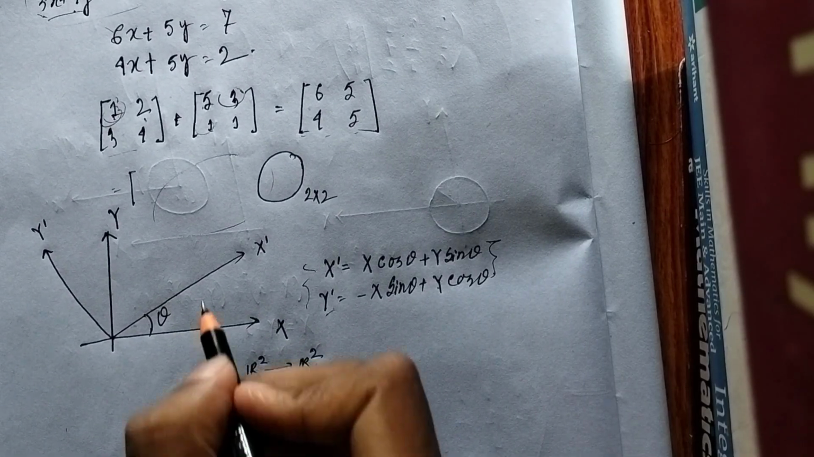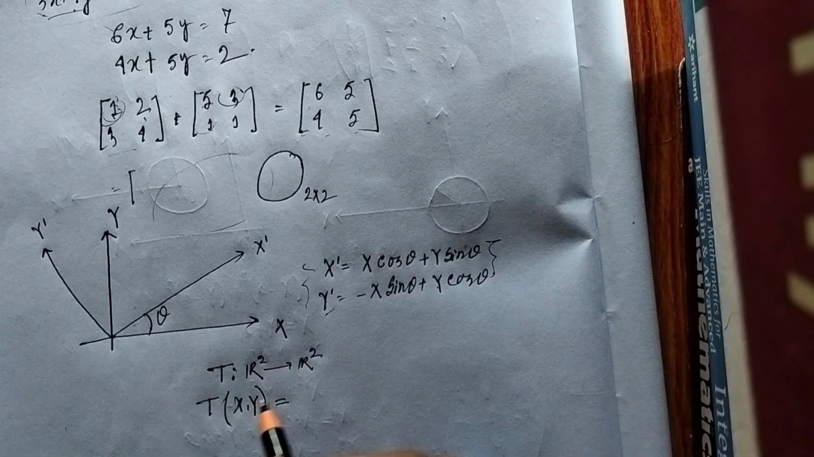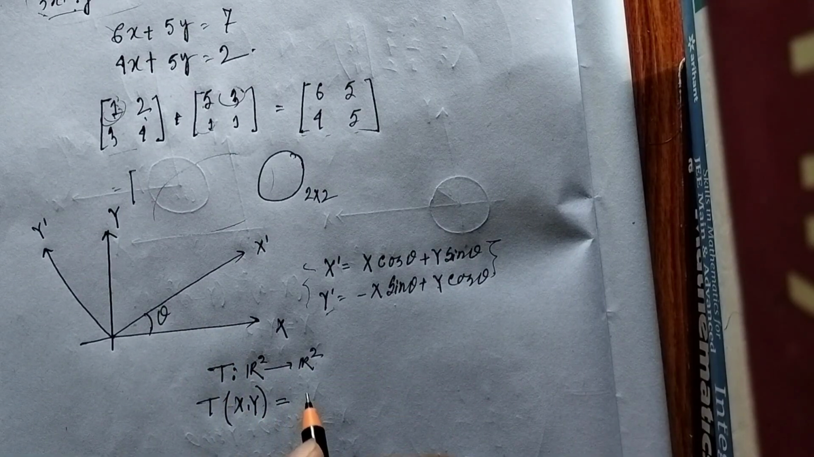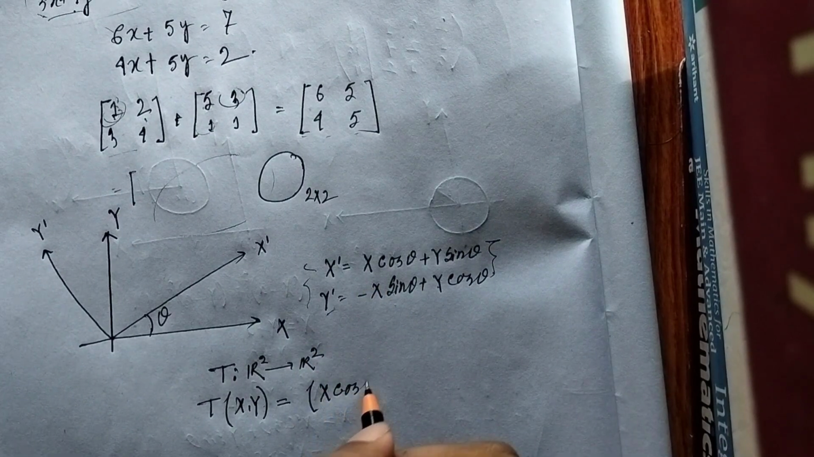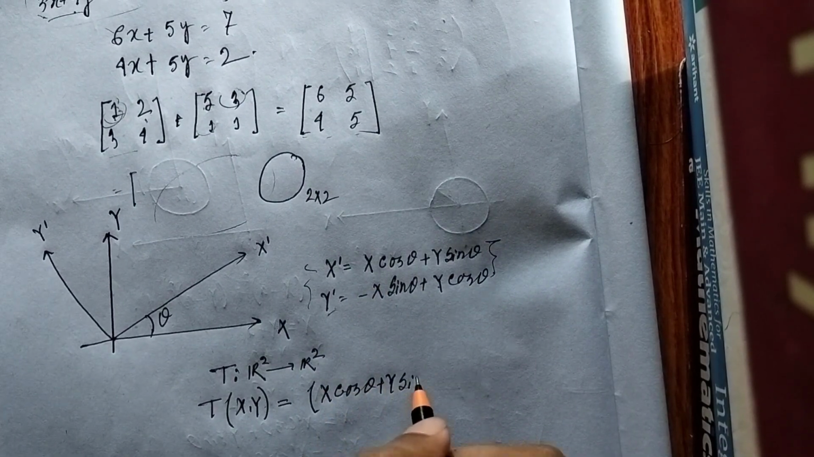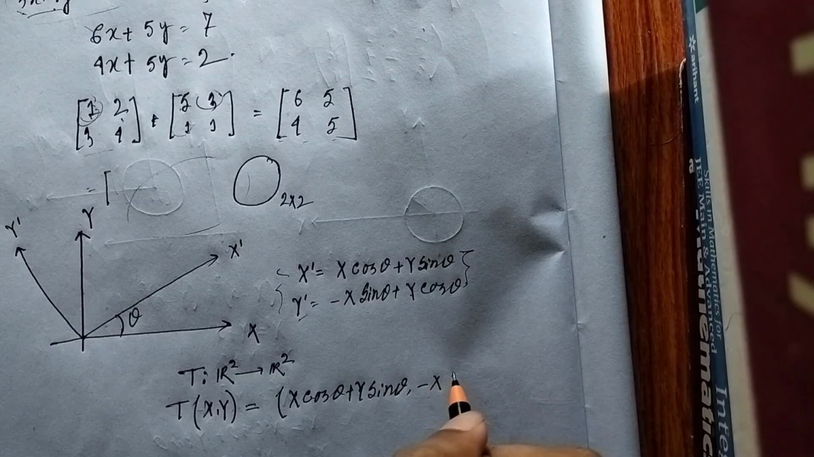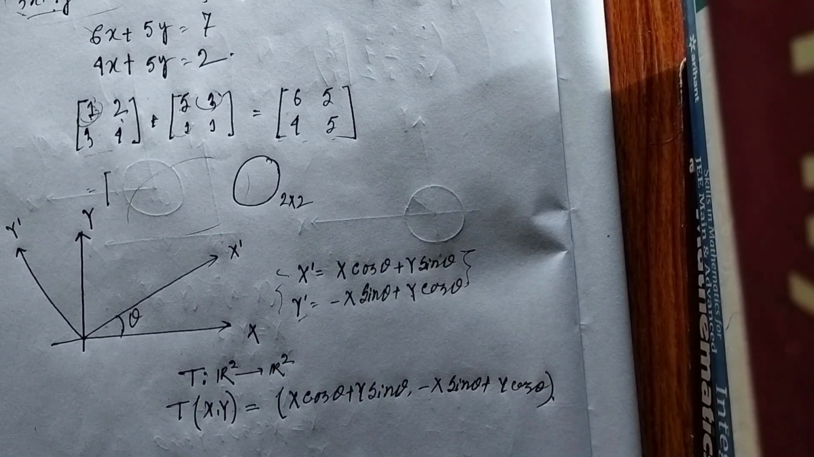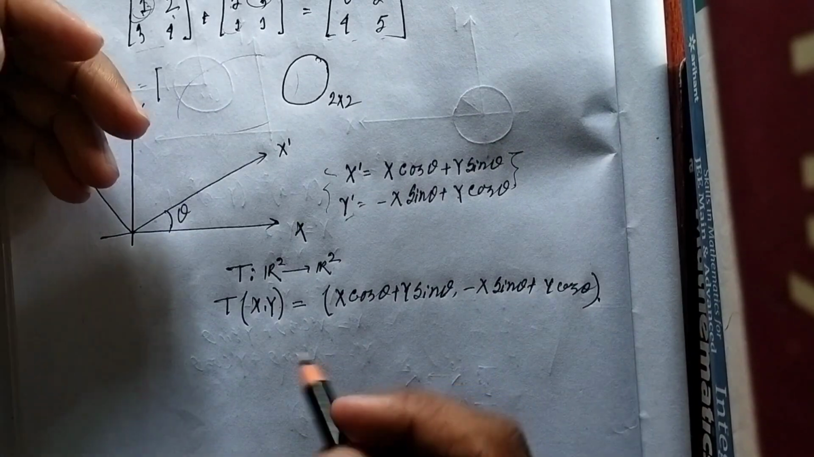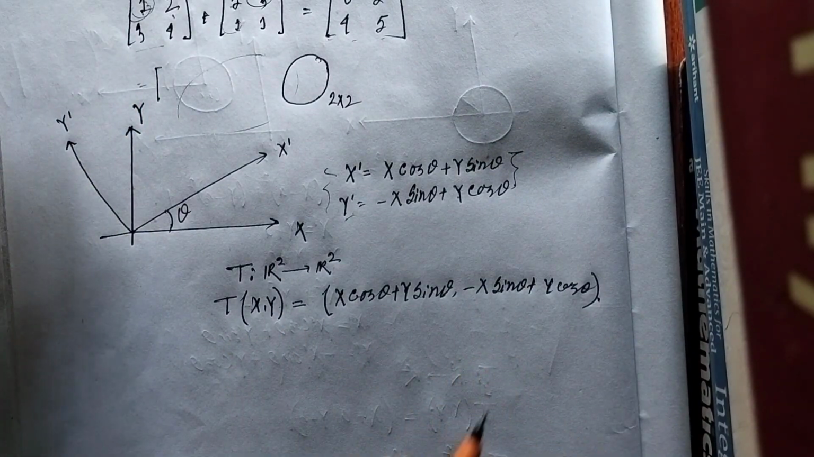Any point x, y goes under this transformation to the point (x cos theta plus y sin theta, minus x sin theta plus y cos theta). This is a great breakthrough, writing the equation like this.